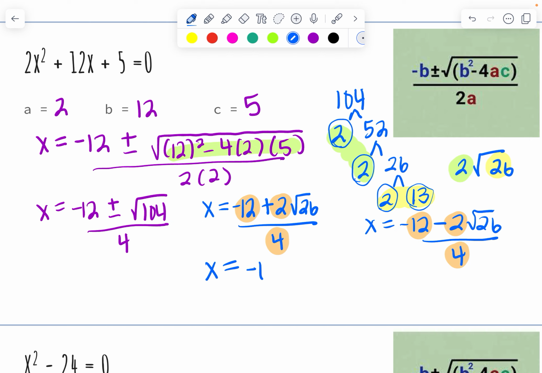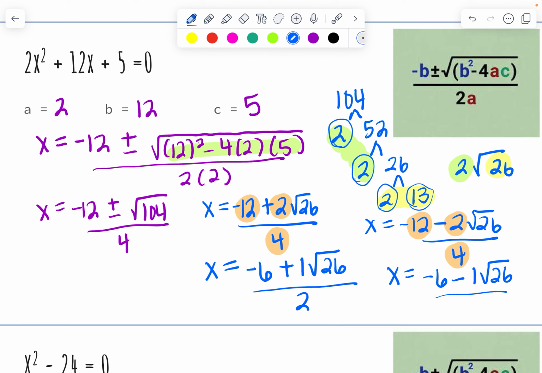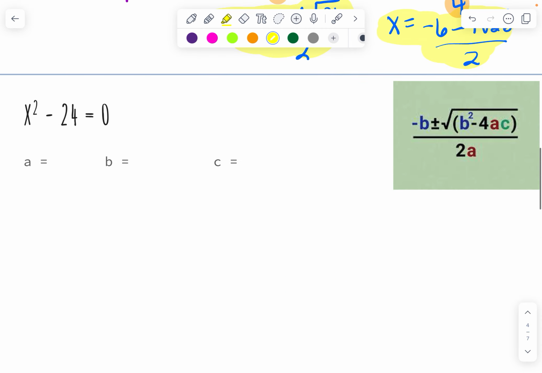Negative 12 divided by 2 is negative 6, plus 2 divided by 2 is 1. We still have that square root of 26, and 4 divided by 2 is 2. And then we have x equals negative 6 minus 1 times the square root of 26, all divided by 2. So these are my final, completely simplified answers. You need to make sure you simplify it in order to get full credit. Let's look at another one.